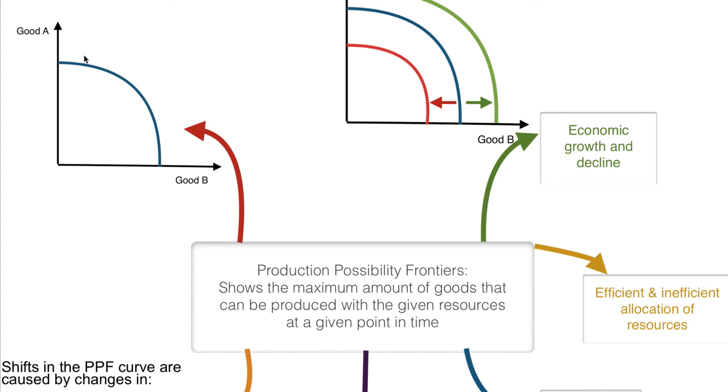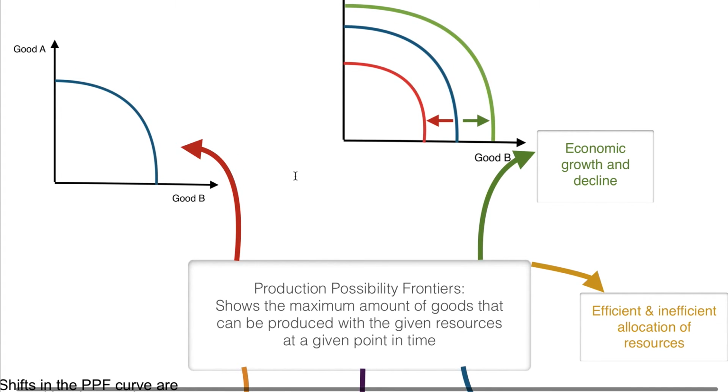Where it might be straight is for a rugby ball and a football production PPF. So that would be straight because the resources are equally suited to both sorts of goods.